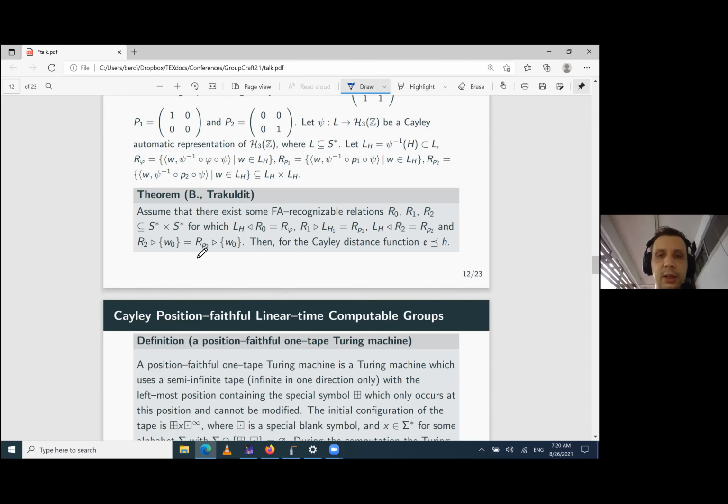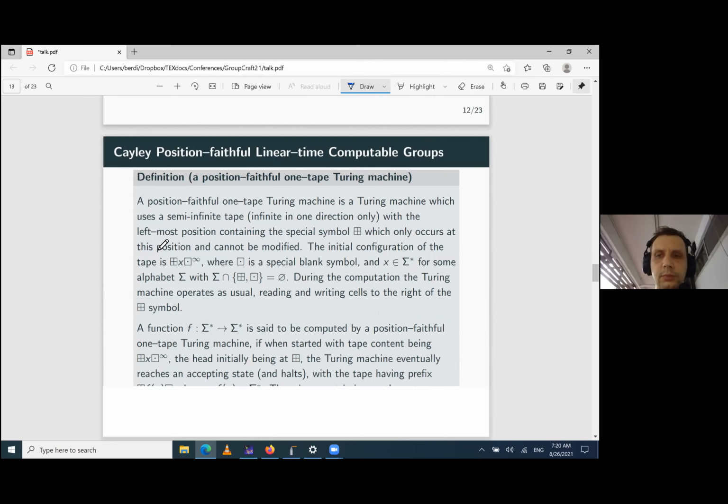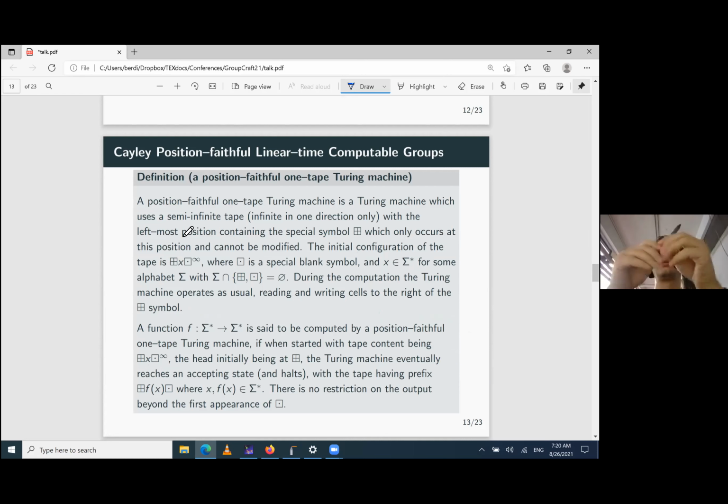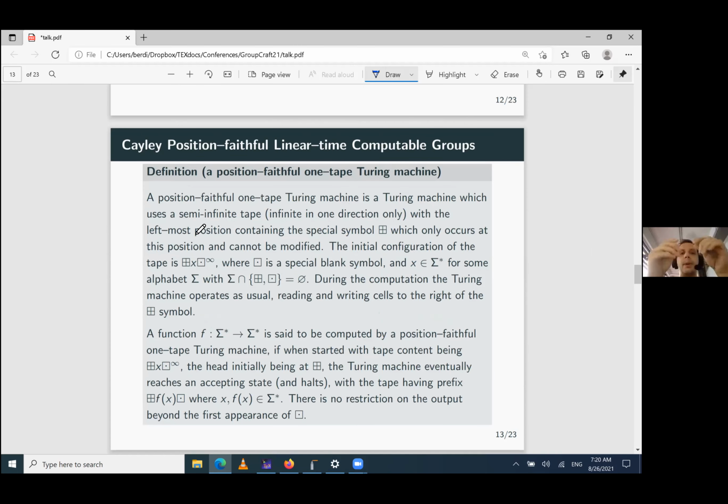Okay, so I have 10 minutes left, so I think I have to switch to another part of my talk. Actually, you can even consider a wider class of groups, not only Cayley automatic, but so-called Cayley position-faithful linear time computable groups and Cayley polynomial time computable groups. Let me try to explain the idea. If you look at the definition of either an automatic or Cayley automatic group, you have a two-tape synchronous automaton for every generator. So multiplication by a generator is recognized by two-tape synchronous automata.